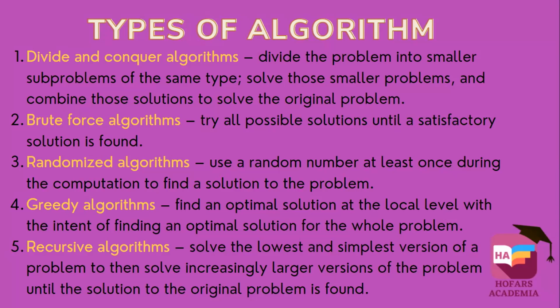And the third one is the randomized algorithm. You use a random number at least once during the computation to find a solution to the problem. If we consider the same problem, there are two ways of approaching that. You can check all the keys one by one in a sequential manner, like first key, second, third, and so on. While in the randomized algorithm, you can just pick any of the keys and you just remember what keys you have tried. Every algorithm has its own way of working.